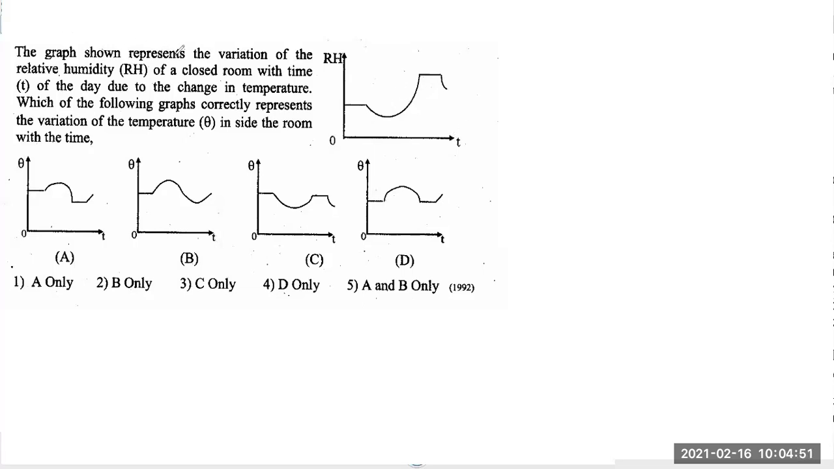The graph shown represents the variation of relative humidity of a closed room with time t of the day due to the change in temperature. Now, closed room once again. So most of the times they will give you questions on inside a closed chamber, closed room, closed box, something like that. Which of the following graphs correctly represent the variation of temperature in the room with the time? Now, you have to see which graphs are possible and which graphs are not.